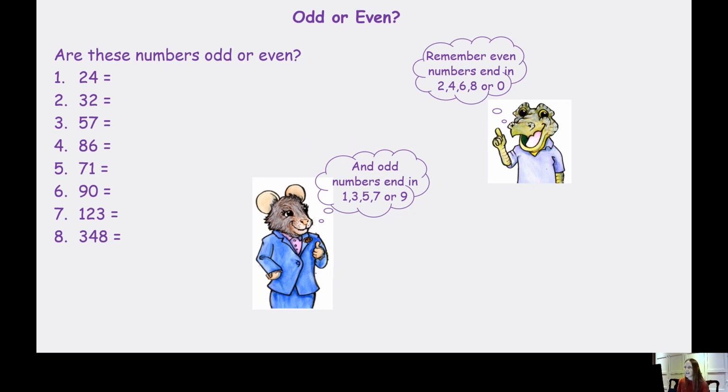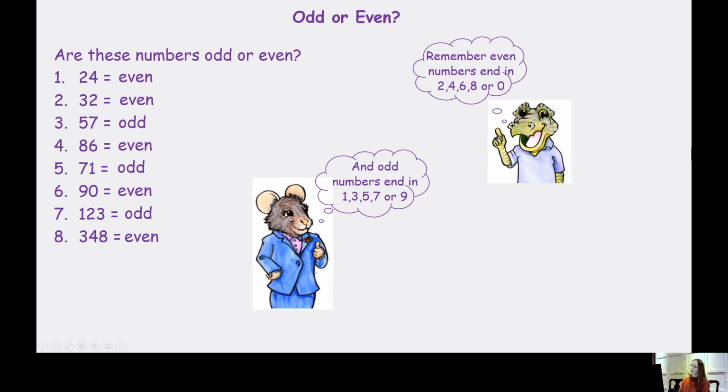Okay, let's see how you've got on. So 24 is even because it ends in a 4. 32 is also even because it ends in a 2. 57, well, that's odd because it ends in a 7. 86 is even because it ends in a 6. 71 is odd because it ends in a 1. 90 is even because it ends in a 0. 123 is odd because it ends with a 3. And 348, that's even because it ends with an 8.